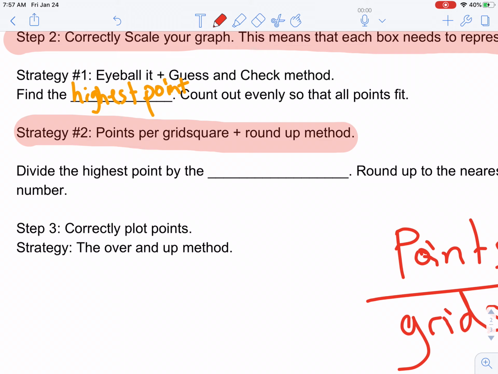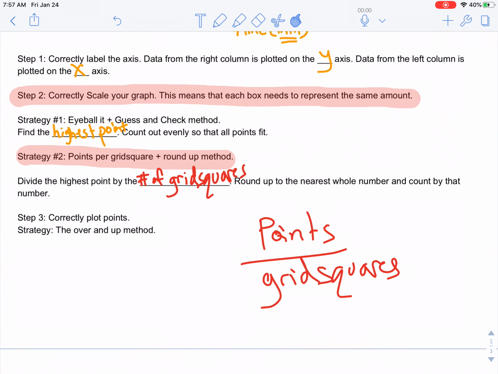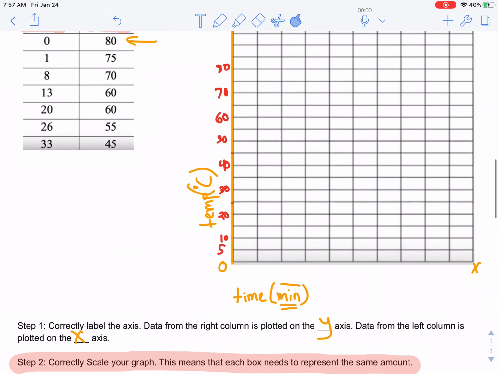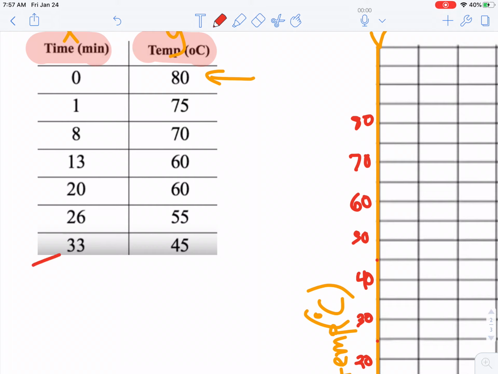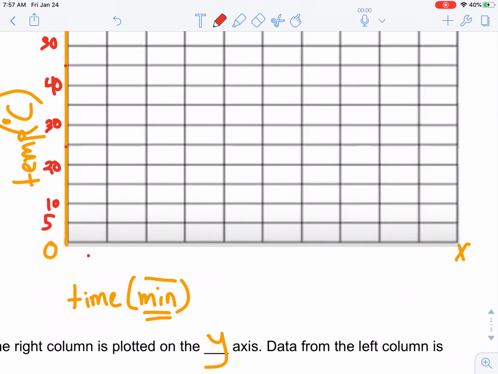Divide the highest point by the number of grid squares and round up to the nearest whole number and count by that number. Okay, let's just follow this instruction true to the word. Let's do this on the x-axis here. On the x-axis, the highest point is this 33. So we'll take 33 and divide that by the number of grid squares. How many grid squares do we have here? We've got 1, 2, 3, 4, 5, 6, 7, 8, 9, 10 grid squares. So we're going to divide by 10.